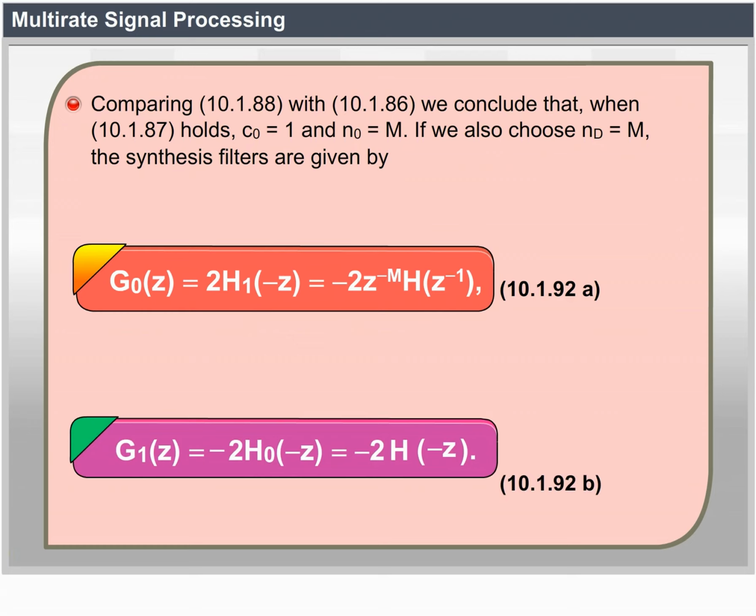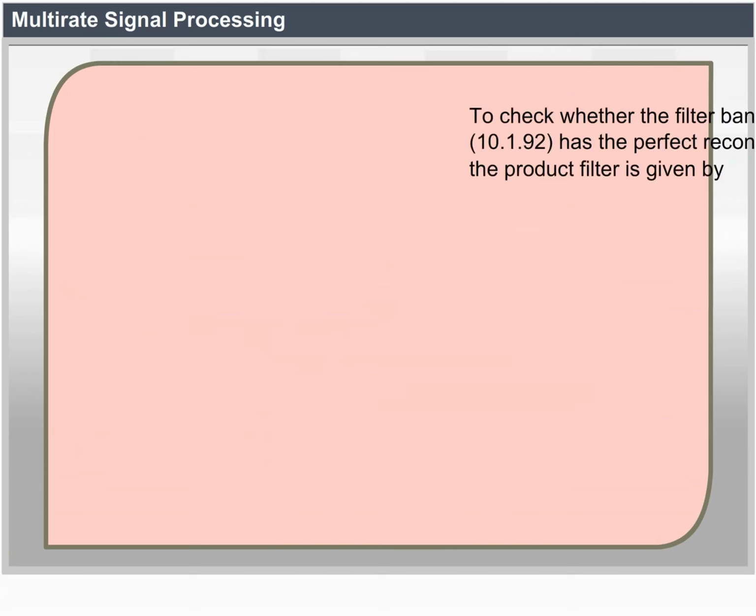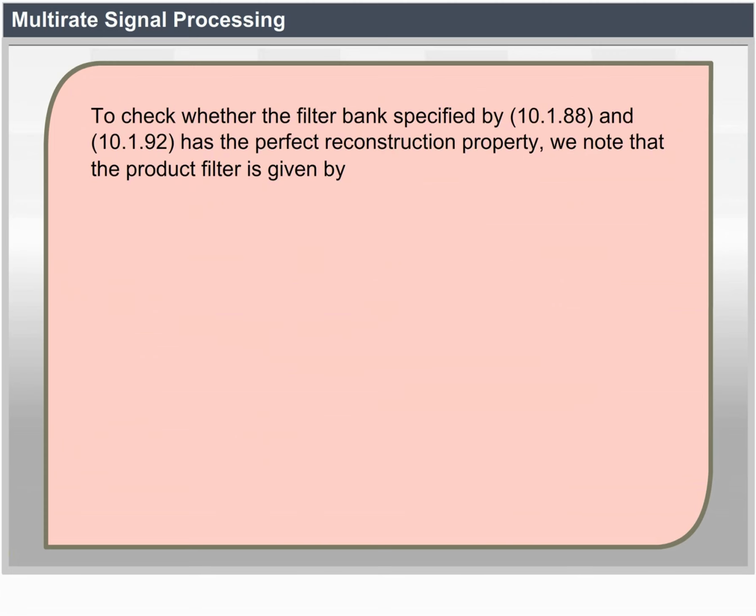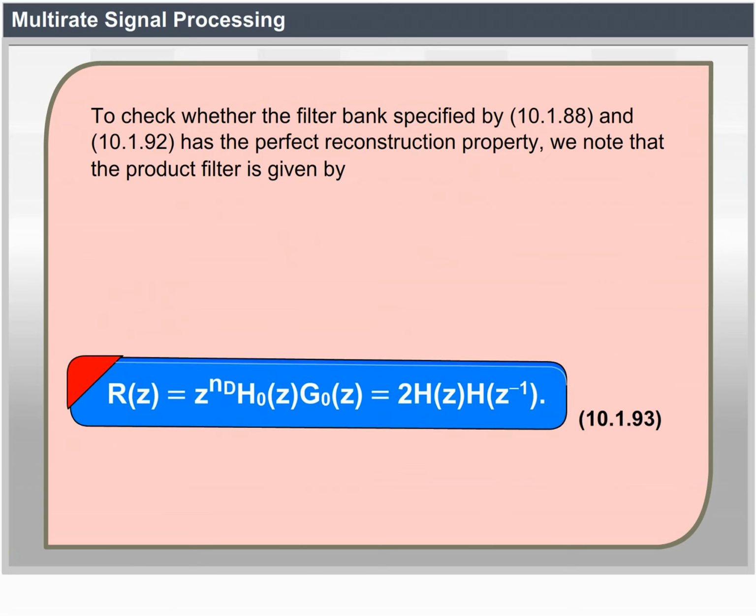To check whether the filter bank specified by 10.1.88 and 10.1.92 has the perfect reconstruction property, we note that the product filter is given by R(z) = z^nd H0(z) G0(z) = 2 H(z) H(z^-1), called equation number 10.1.93.